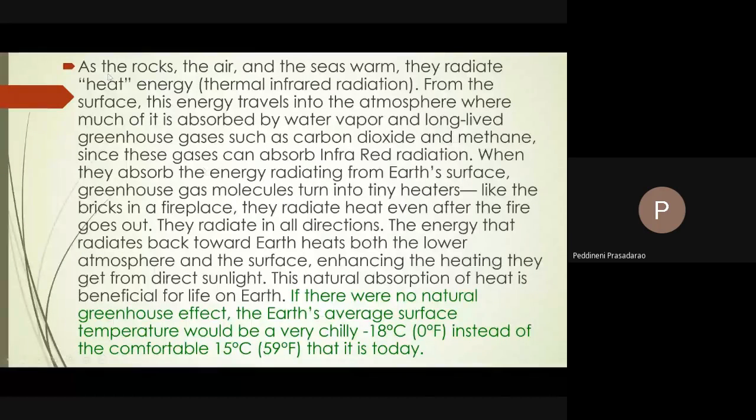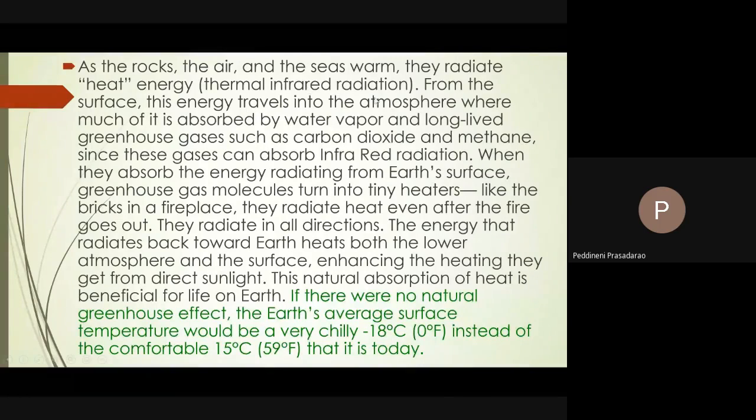So once this energy is reflected back into the troposphere, maybe the rocks, air, and the seas warm up. This energy tries to warm up the rocks, air, and the sea, and they radiate heat energy. Once they warm up, they send some energy from their bodies. So this is what exists.